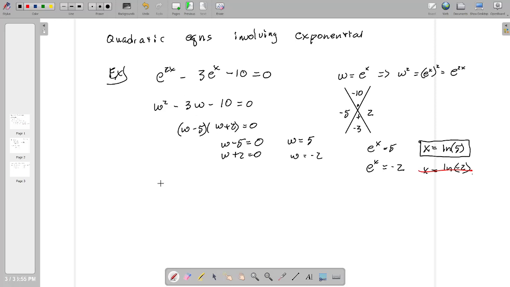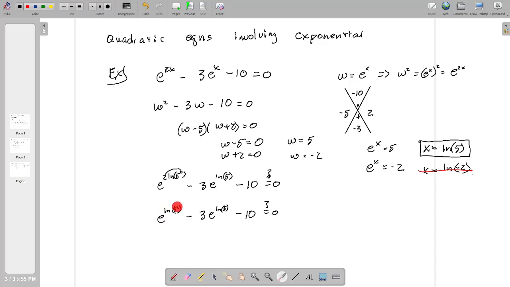Now we can check this. e to the 2 ln 5 minus 3e to the ln 5 minus 10 is equal to 0. Is this a true equation? Well, first, this 2 will need to move up to be a power on the 5 because this 2 is sitting in front of a logarithm, which means we can move it to be a power of 5 as the input for our logarithm. So we end up with e to the ln of 5 squared minus 3e to the ln of 5 minus 10. And we're still checking to see if this is 0.